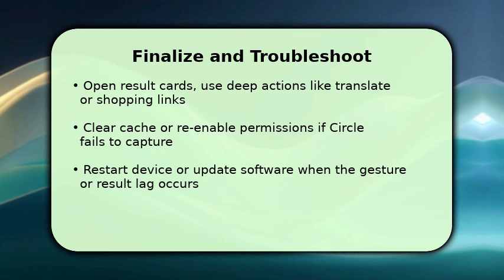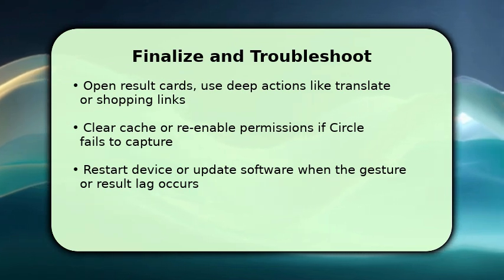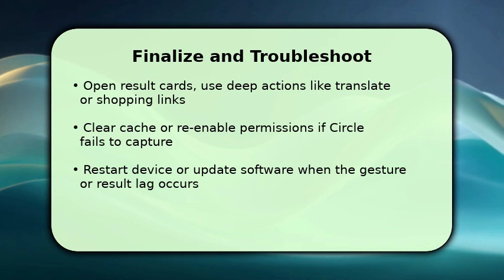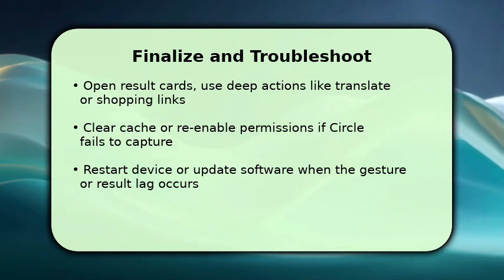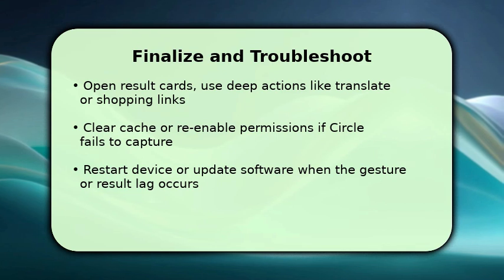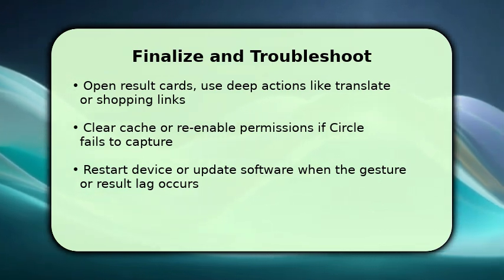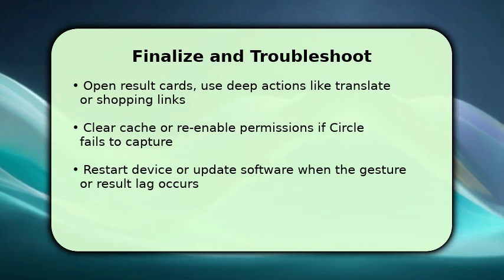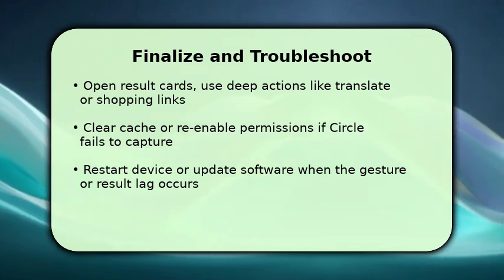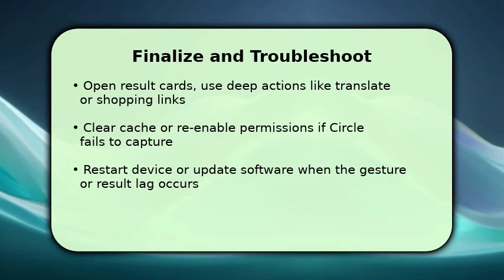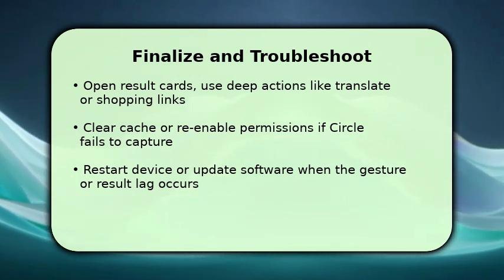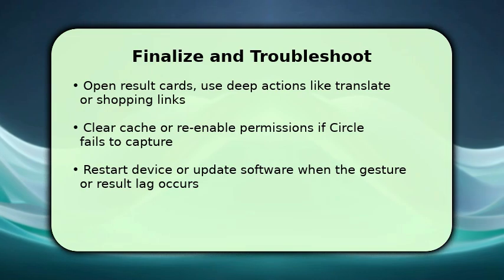If Circle to Search fails to capture, make sure permissions haven't been revoked. Re-enable screen capture and microphone, then test again. Once done, clear the app cache or restart the S24 Ultra if results are slow. If issues persist, check for a system update because fixes for gesture responsiveness are often delivered in maintenance releases. That usually resolves persistent lag.